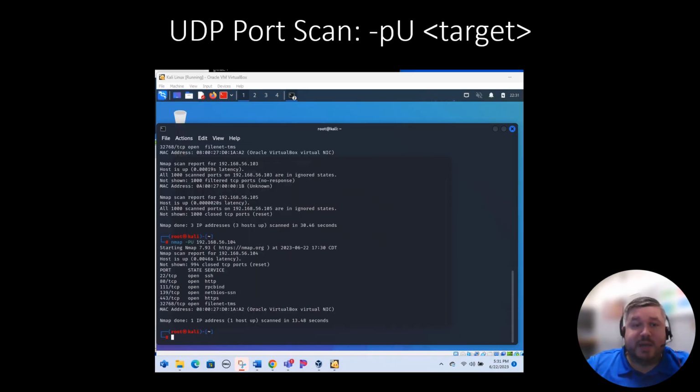This option in Nmap is used to specify a UDP port scan. When you use -PU followed by the desired ports or port range, Nmap will scan for those specific UDP ports on the target system. Port scans are used to determine open ports on a target system or network.